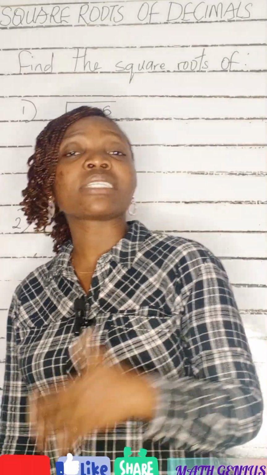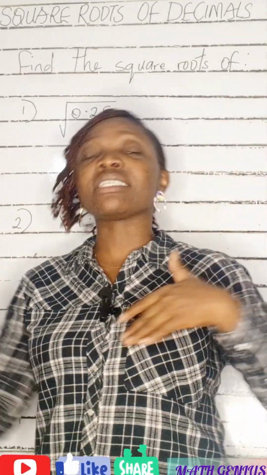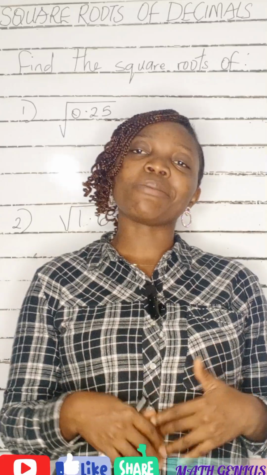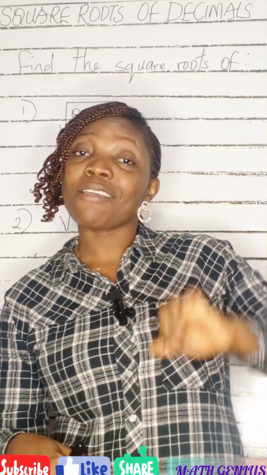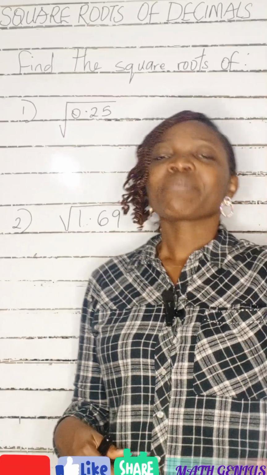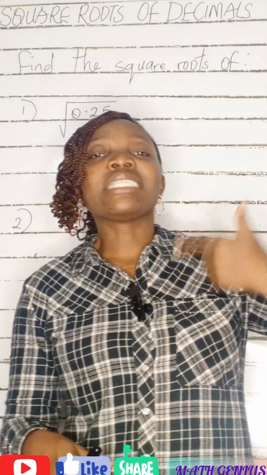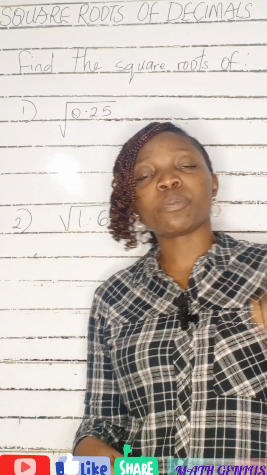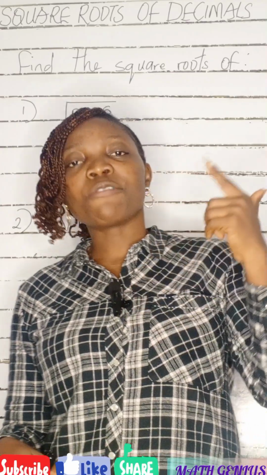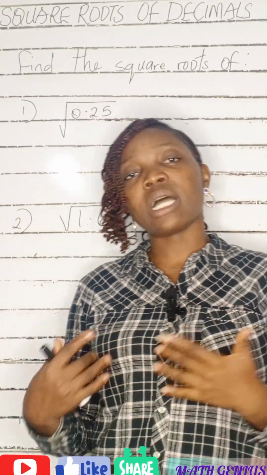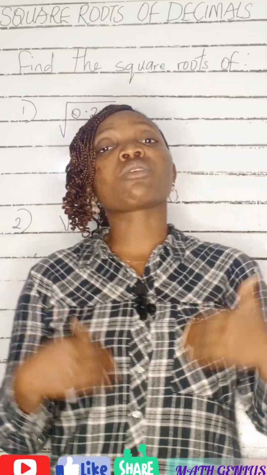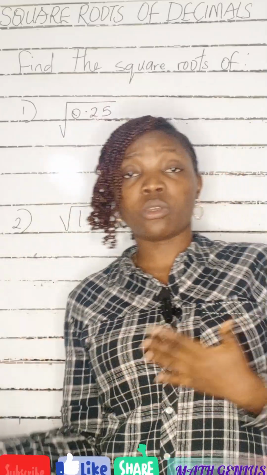Remember, decimals are numbers that have decimal points, whole number, and decimal fraction. The square root of a number is that number which, when multiplied by itself, will give you back the question. This is what we mean. The square root of 1 is 1 because 1 times 1 is 1. The square root of 4 is 2 because 2 times 2 is 4.